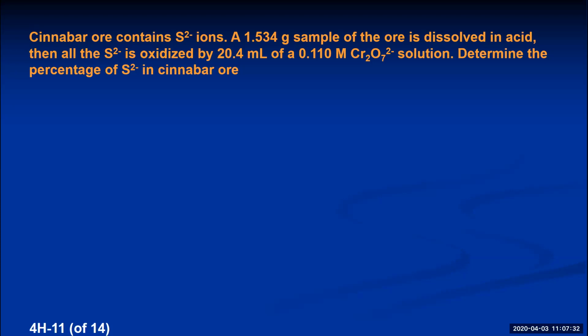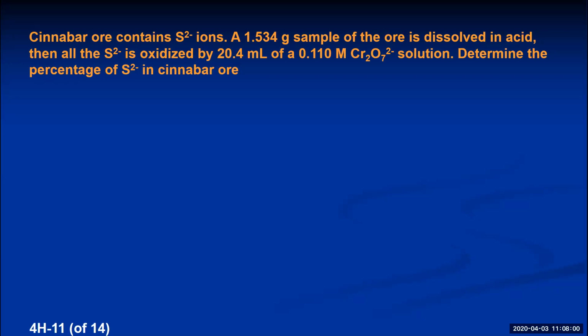So here's a couple things you're going to have to start thinking about when they're asking you to get percentages of one substance in another. They want the percentage of sulfide in cinnabar ore. So you're going to have to calculate the mass of the sulfide so that you can divide it by the mass of the cinnabar ore and multiply by 100 to make the percent. So in this problem, you're going to be solving for the mass of sulfide ions. Cinnabar ore is not in the equation.